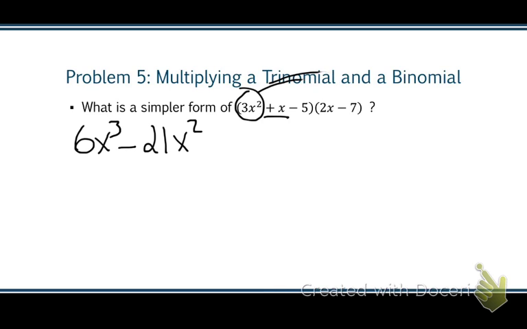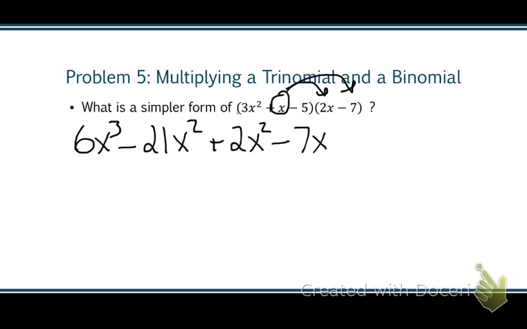I'm going to multiply x by everything in the parentheses. So I get plus 2x squared minus 7x, and then I'm going to take my last term and multiply that by everything in the parentheses. So minus 10x plus 35.